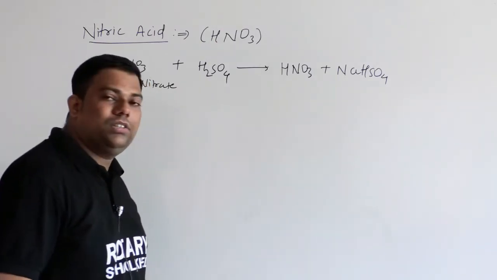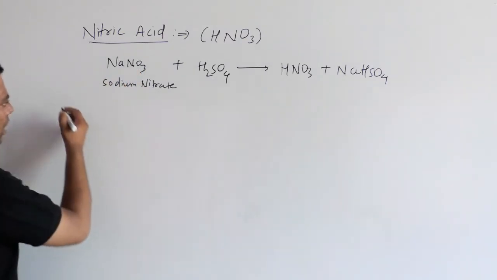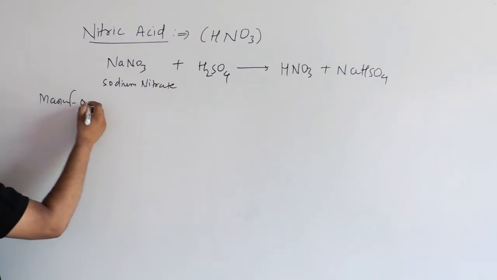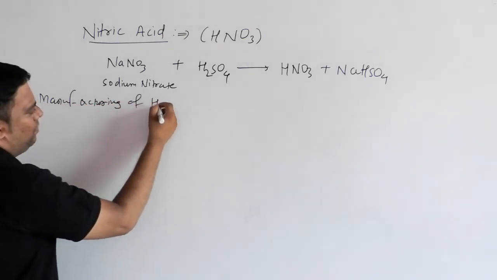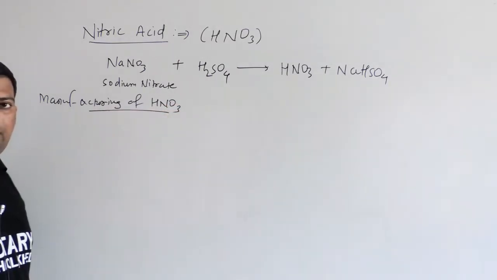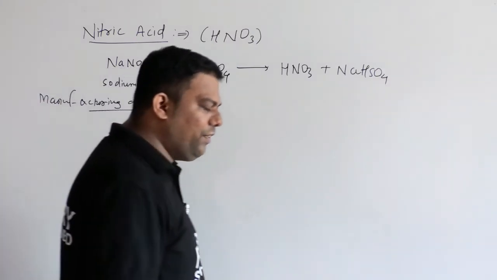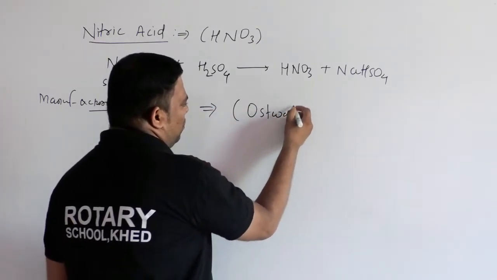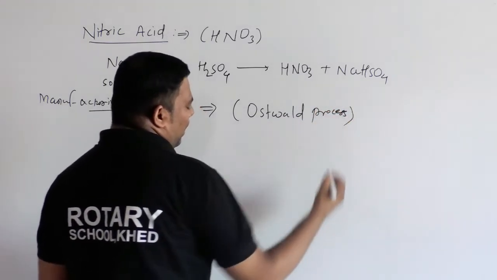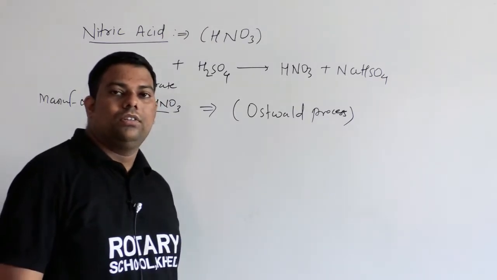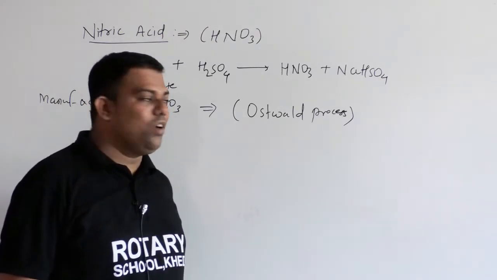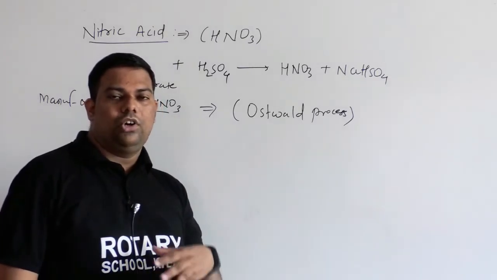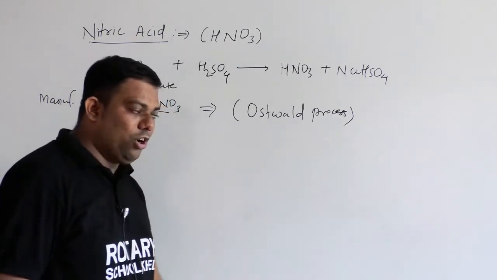Now we will discuss the manufacture of nitric acid, how it is actually manufactured. HNO3 is commercially manufactured by the Ostwald process. Like we saw the manufacture of ammonia by the Haber process, here it is the Ostwald process. These are commercial industrial methods for the preparation of these compounds.